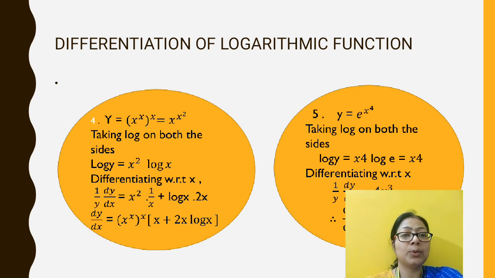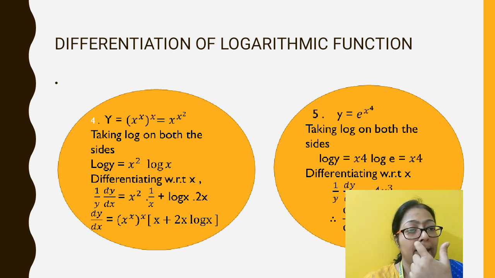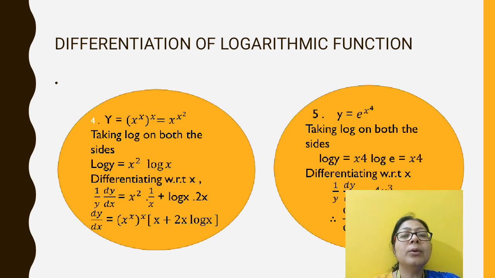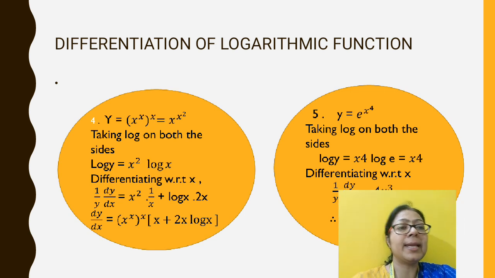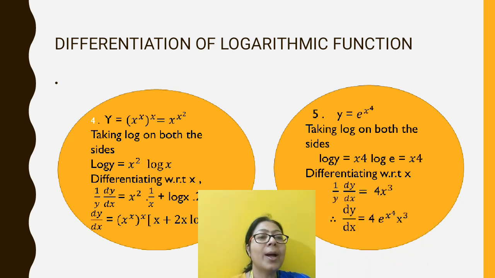Then differentiating both the sides, left hand side obviously log y is 1 by y dy dx, equal to x square, derivative of log x is 1 by x, plus log x unchanged, derivative of x square is 2x. Then dy dx is equal to y will be multiplied, and right hand side after cancellation x plus 2x log x inside the bracket.